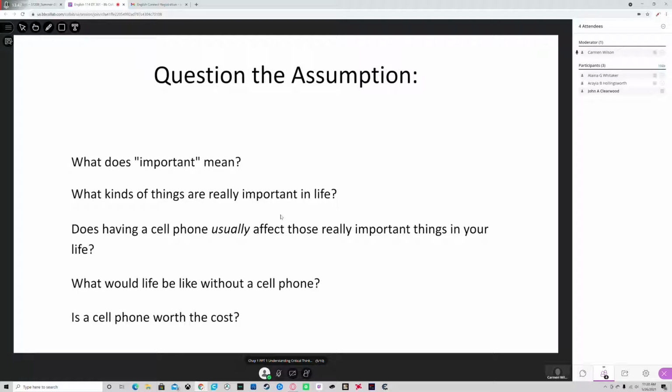What does important mean? It means different things to different people. What kinds of things are important? I would say before cell phones, people were making it just fine. But now in the age of technology, you practically feel lost if you don't have a cell phone attached to your hip or in your back pocket. Is the cell phone worth the cost? I guess the way things are going in our society today, anything can happen at a moment's notice. Cell phones are an important item today.